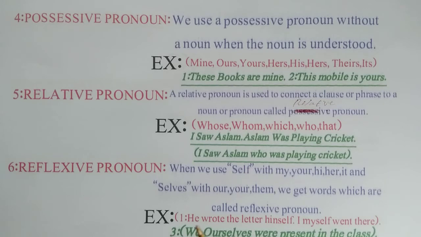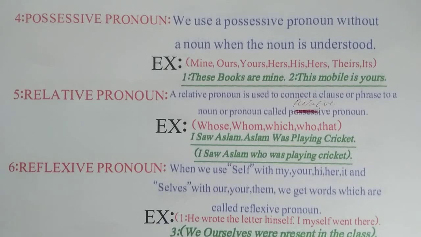For example, he wrote the letter himself. I myself went there. So himself in this sentence is a reflexive pronoun, and myself is a reflexive pronoun in this sentence. We ourselves were present in the class. So ourselves is what? Ourselves is also reflexive pronoun.